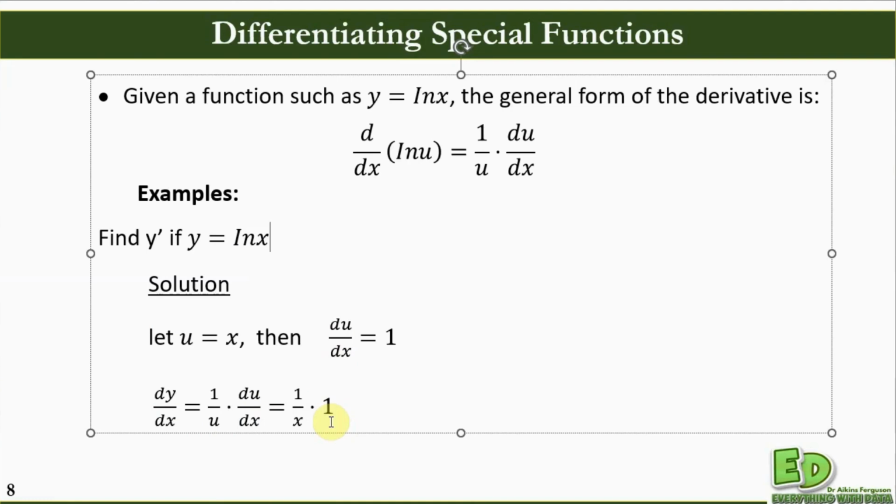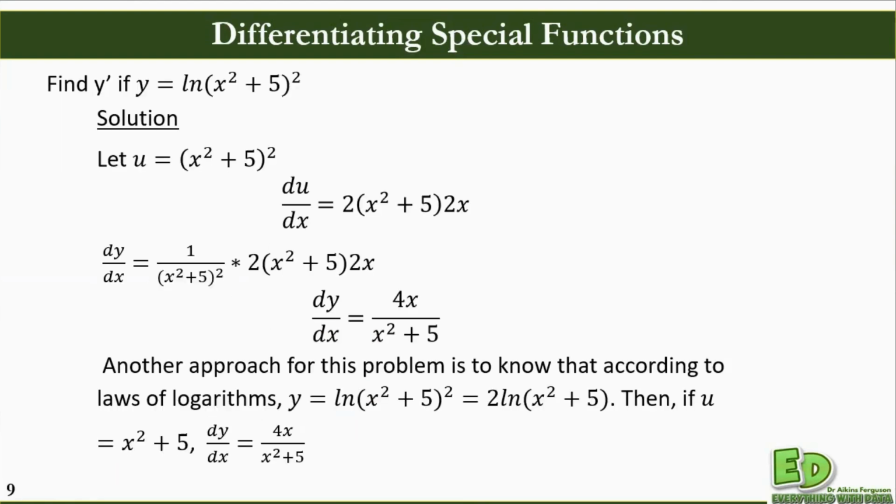Let's look at a more complex example where we would have to deal with the same special functions, but a bit tougher than what we just did. Find y prime if y is equal to ln of (x squared plus 5) all squared. First of all, you have to identify what our function is. Our function is (x squared plus 5) all squared. Let u be equal to that function, and find the differential of that function.